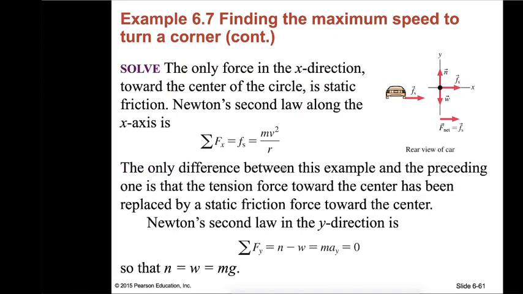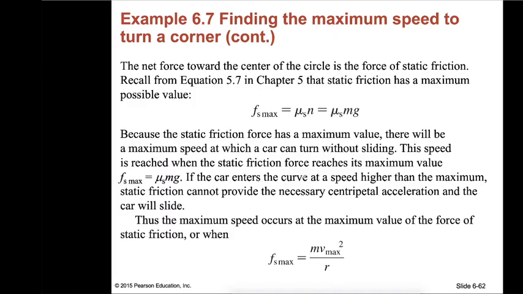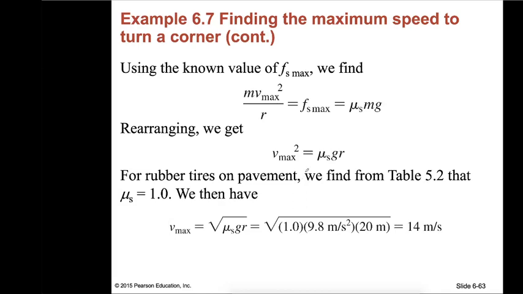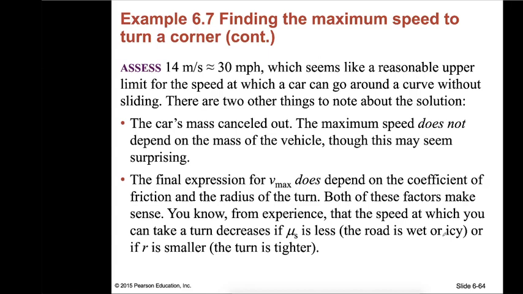Okay, so this is a similar thing discussed here. So mv squared over r equals mu mg. So v equals the square root of mu g times r, and then you have the final answer, 14 meters per second. Okay, 14 meters per second is about 30 miles per hour.